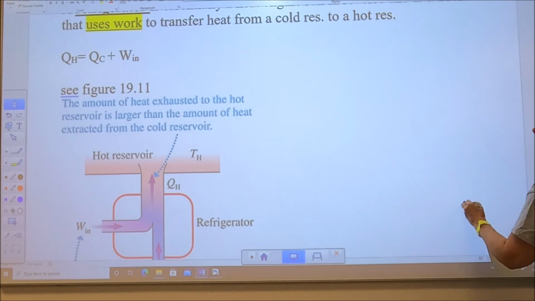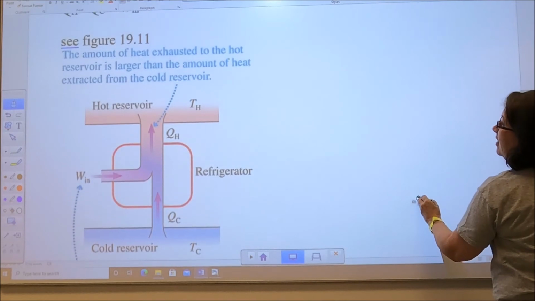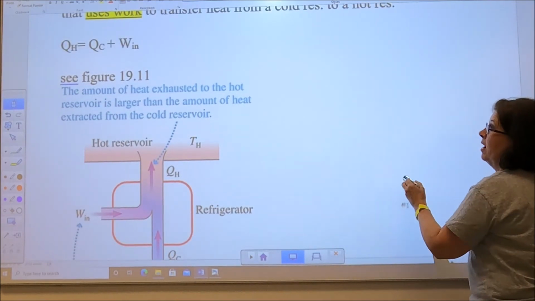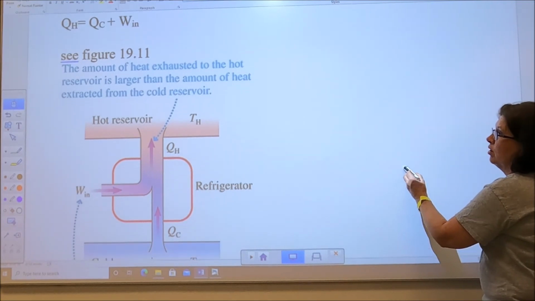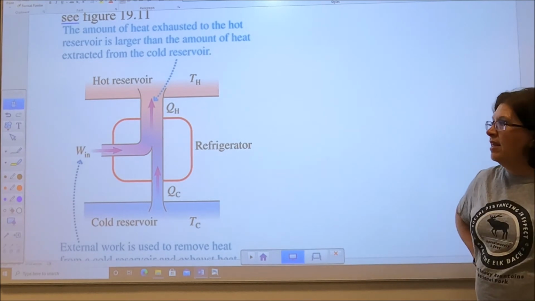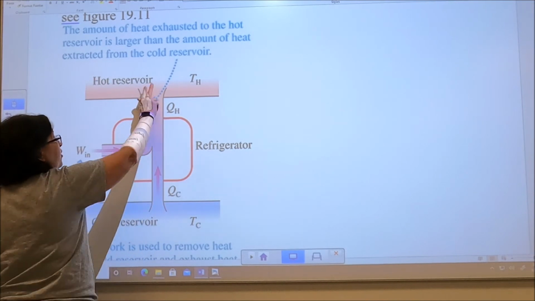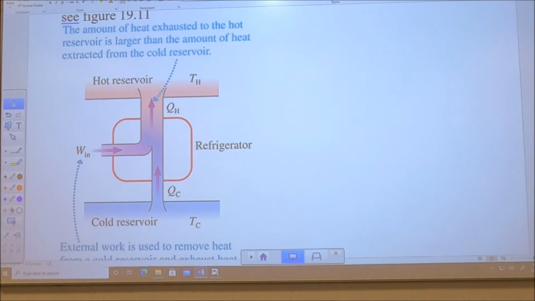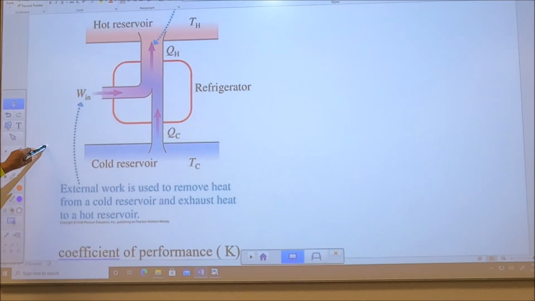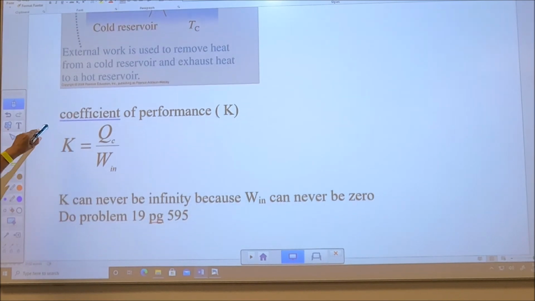If we look at, okay, QH, QC plus work in. Heat flowing in from the cold reservoir and in is work. The energy diagram would look like this. Okay? Work in pulls energy out of the cold reservoir and it dumps it to a hot reservoir. Your refrigerator, your air conditioner are heat engines running in reverse. So external work is used to remove heat from the cold reservoir and exhaust it into a hot reservoir.